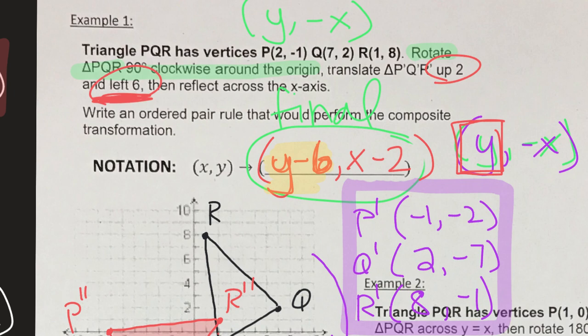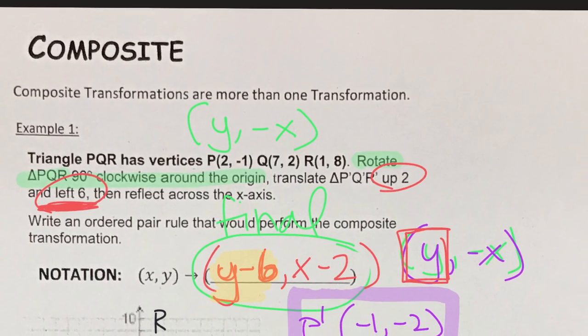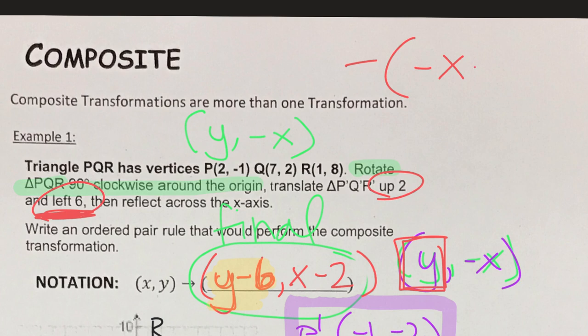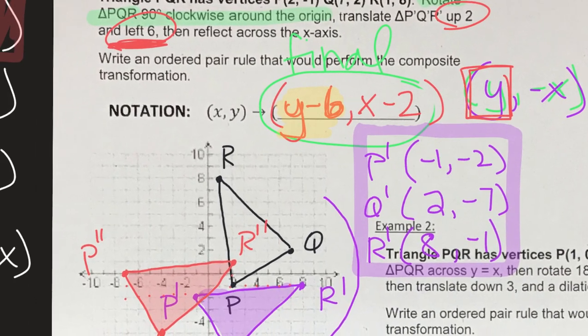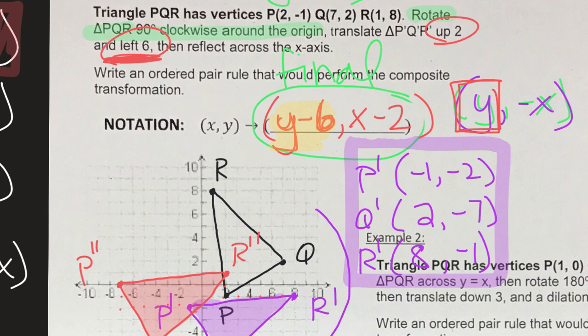The negative of -x plus 2, right? Negative times a negative is a positive. Negative times a positive is a negative, so it is x minus 2. Okay, so we're going to do this, and this is our last one.